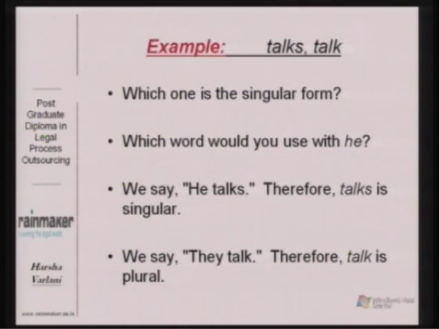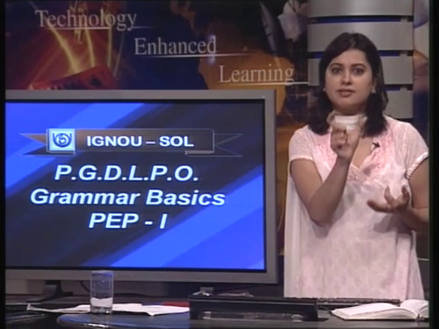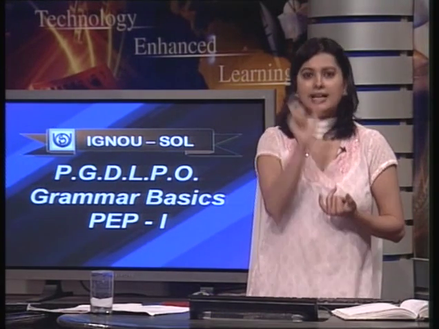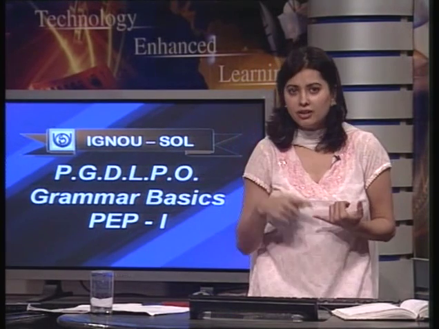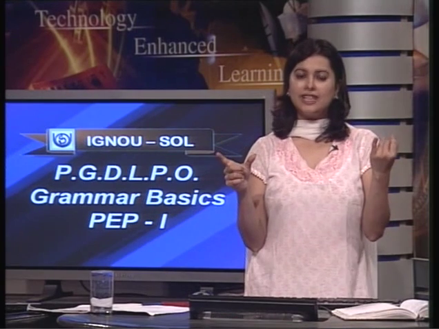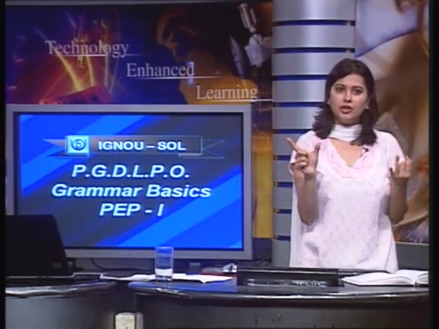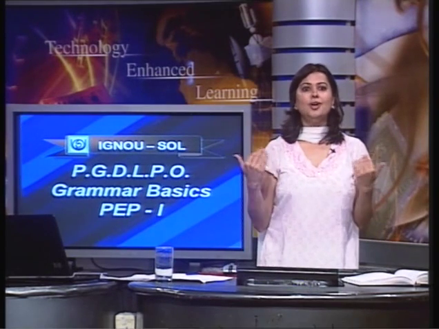Take your verb, put the pronoun either he or she or they in front of it. Whichever suits that particular pronoun will help you figure out whether it is a singular verb or a plural verb. The verb that goes with he or she is your singular verb. However, the verb that goes with they becomes your plural verb.